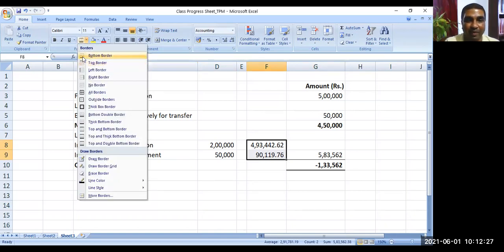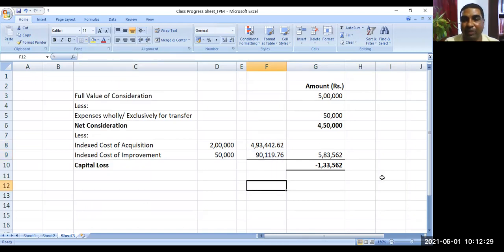Okay. These two taken together, it becomes negative. Did you understand? So this is the concept. This broadly explains how to compute capital gain. Whatever we learned right now, I'll be explaining the same thing with the help of slides. But I think this part is clear to you.